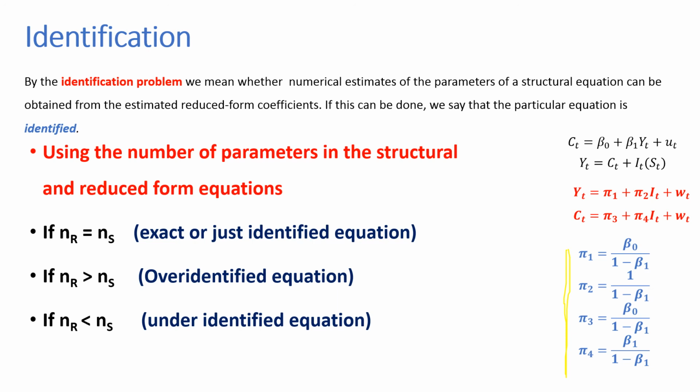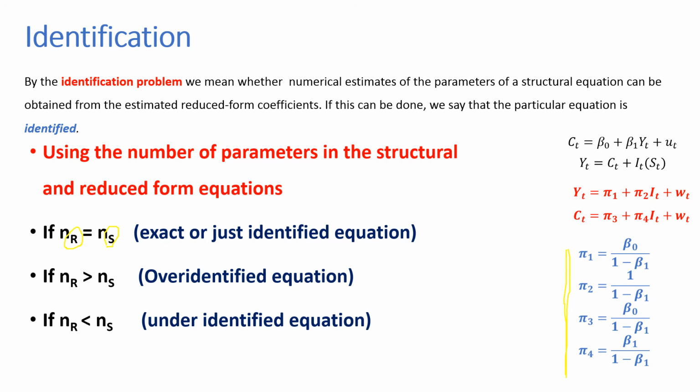But how do we know whether the equation, or this simultaneous equation model, is identified or not? Actually, there is a rule to do this by comparing the number of parameters in the reduced form and the number of parameters in the structural form. If the number of parameters in the reduced form is exactly equal to the number of parameters in the structural form, it is an exactly, or just, identified equation, and we can obtain the estimated structural parameters from the reduced parameters.